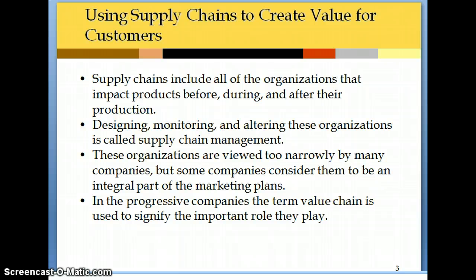Using supply chain to create value for customers includes several steps. Number 1, supply chains include all of the organizations that impact products before, during, and after their production. Designing, monitoring, and altering these organizations is called supply chain management. These organizations are viewed too narrowly by many companies, but some companies consider them to be an integral part of the marketing plans. In the progressive companies, the term value chain is used to signify the important role they play.